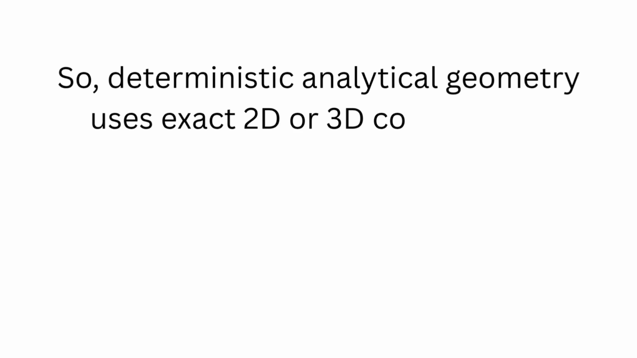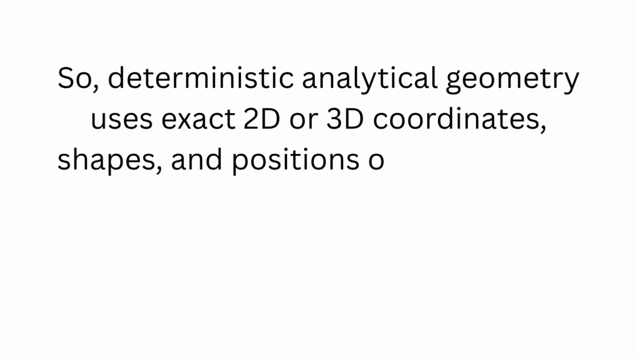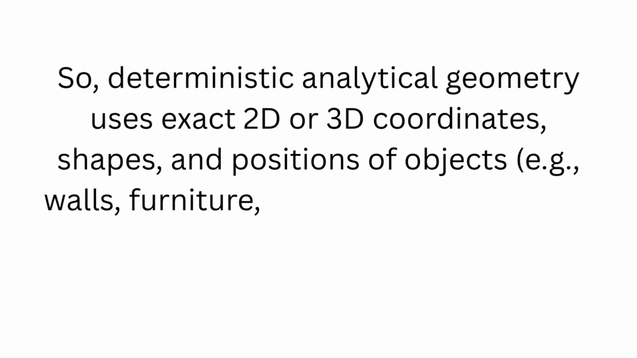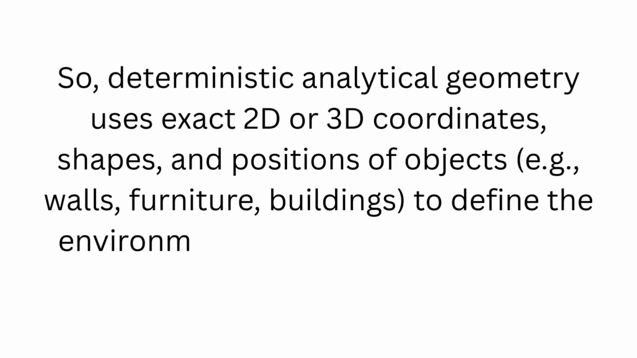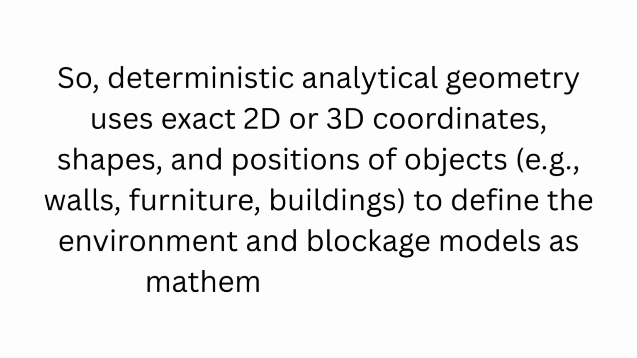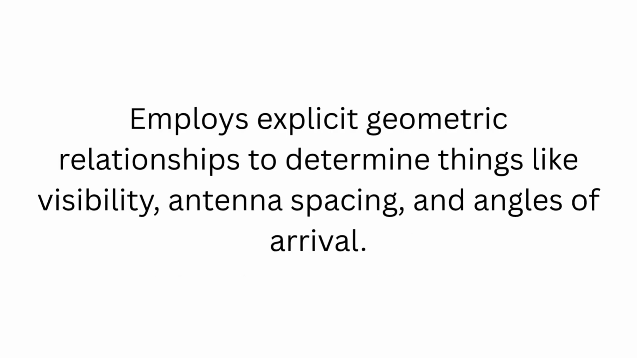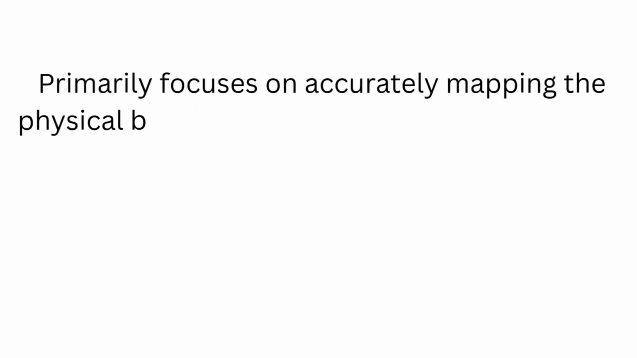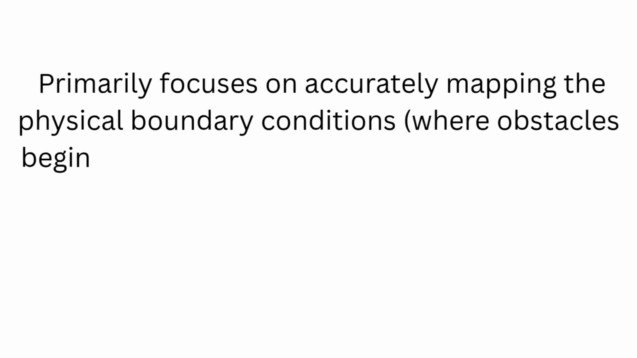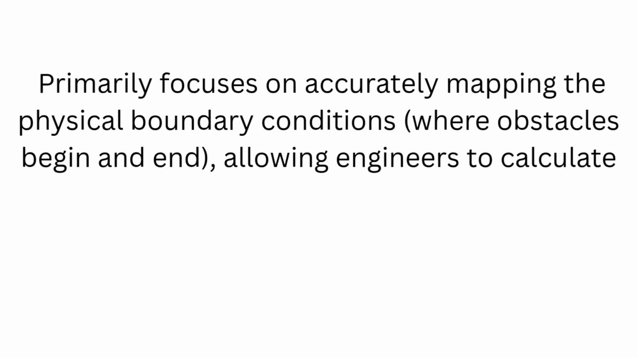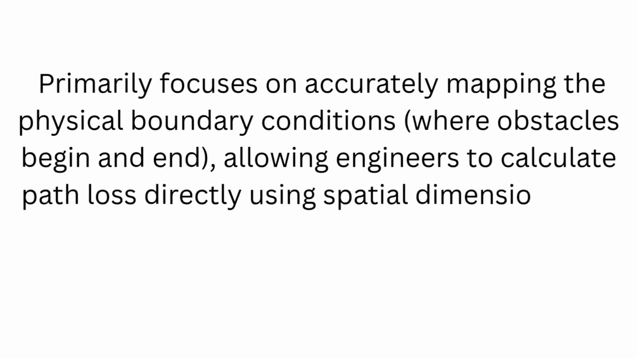So, deterministic analytical geometry uses exact 2D or 3D coordinates, shapes, and positions of objects, e.g., walls, furniture, buildings, to define the environment and blockage models as mathematical equations. It employs explicit geometric relationships to determine things like visibility, antenna spacing, and angles of arrival. It primarily focuses on accurately mapping the physical boundary conditions, where obstacles begin and end, allowing engineers to calculate path loss directly using spatial dimensions and distances.